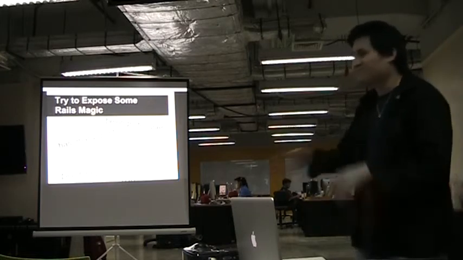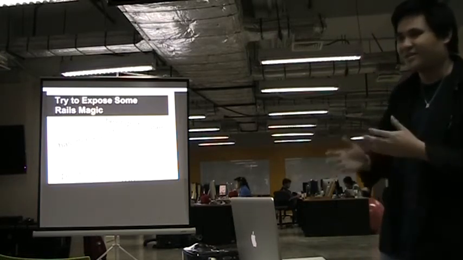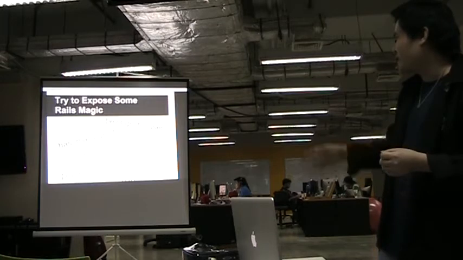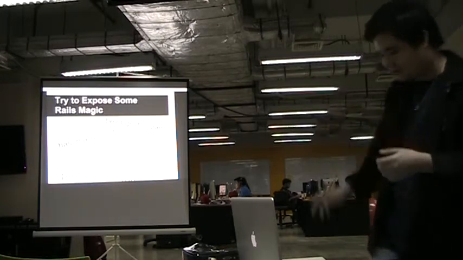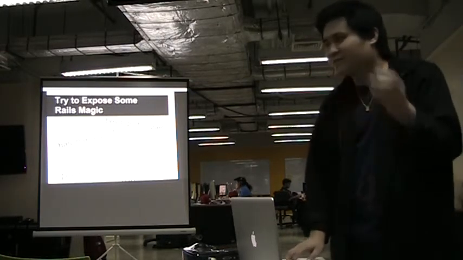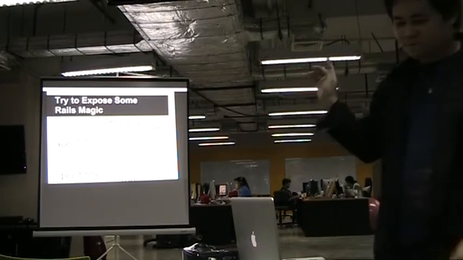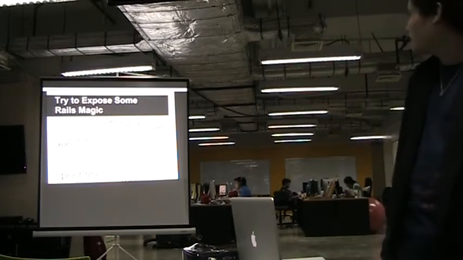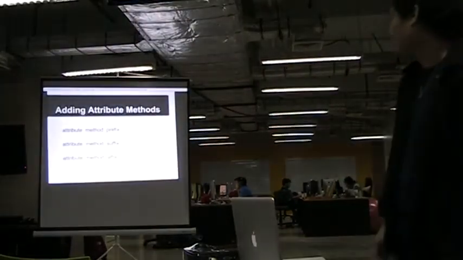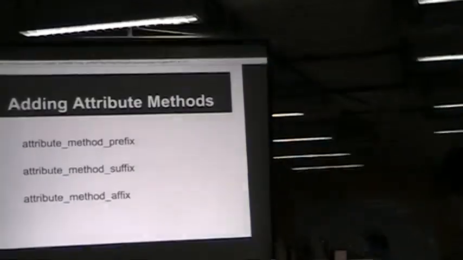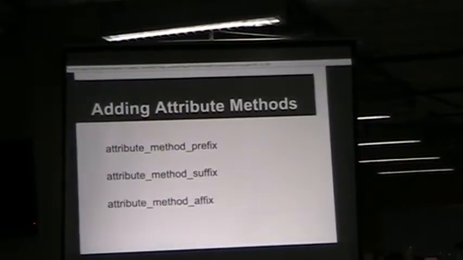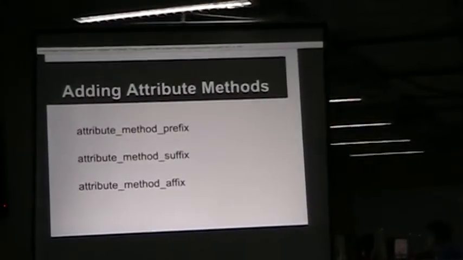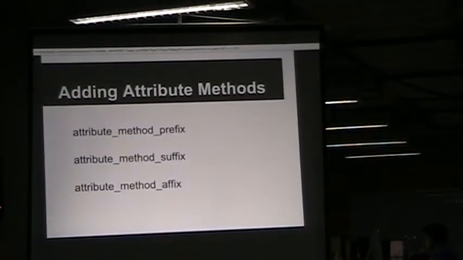Has many posts. It guesses the relationships and everything. Find by title, post that question mark, render something. So I'll discuss this one first. What I will be discussing is adding attribute methods. So let's see some code. By the way, these are some of the calls we will be using: attribute method prefix, suffix, affix. Okay.